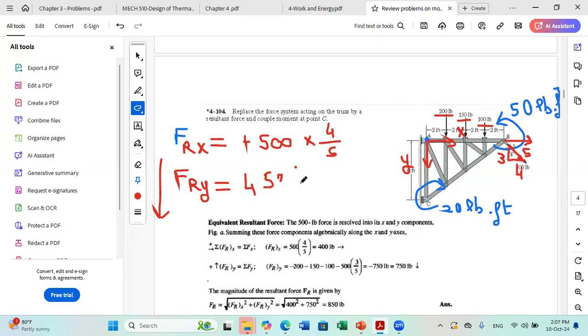Plus, you have here a downward component. So you need to project. And since you need to project, you will use sine of this angle. Sine of this angle is 3 over 5. So plus 500 times 3 over 5. This is your resultant. And whatever the point you want to reduce at, whether they ask you to reduce at A, B or C, the resultant force will be the same. What will be different is the moment.